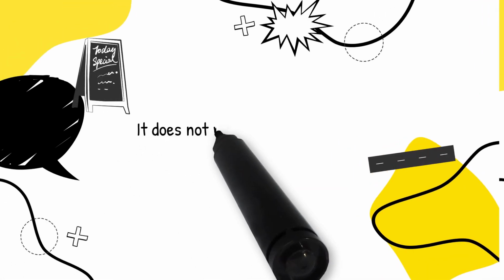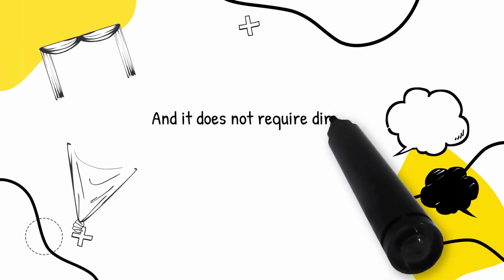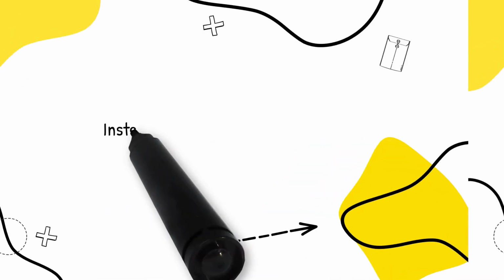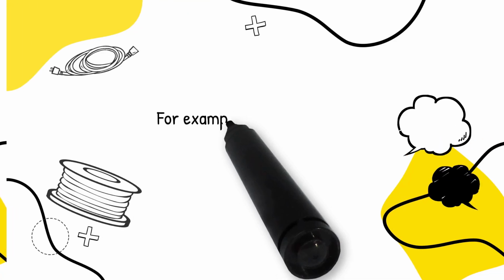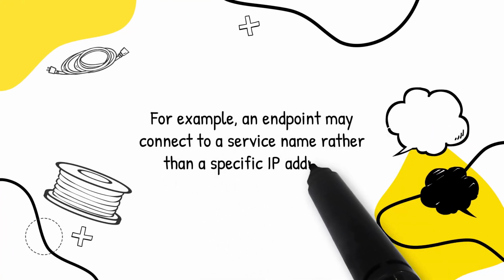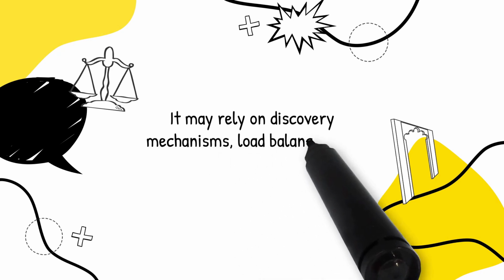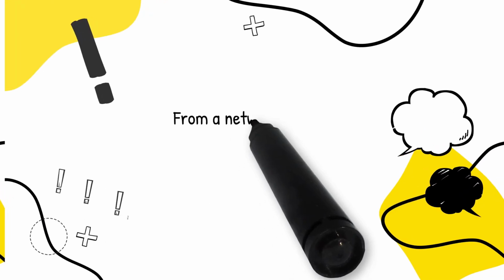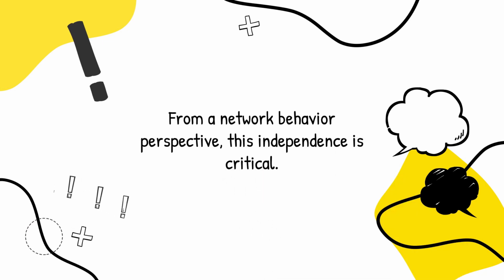An independent endpoint does not assume where other endpoints are located. It does not rely on fixed network paths. And it does not require direct knowledge of the internal structure of the network. Instead, it communicates through abstraction. For example, an endpoint may connect to a service name rather than a specific IP address. It may rely on discovery mechanisms, load balancers, or gateways to reach other endpoints.